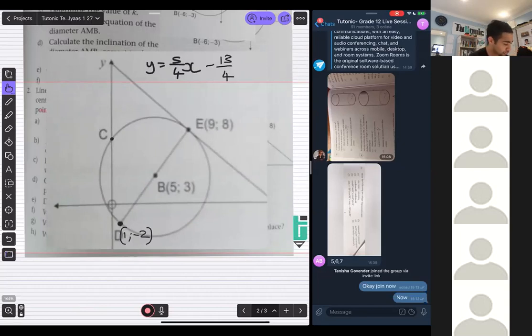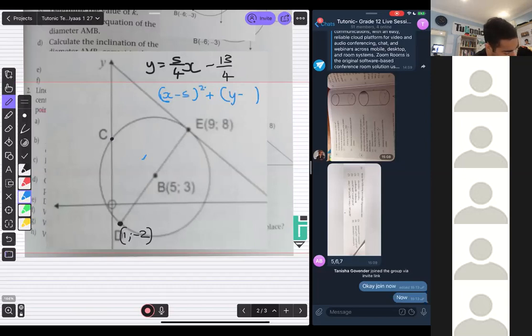So what's the equation of the circle? What do we need to work out the equation of the circle? 2 things. The center and the radius. So what's the center? 5 and 3. So it's going to be x minus 5 squared plus y minus 3 squared equals the radius squared. What is the radius? 25 plus 16, 41. Did you go 41? Should be.